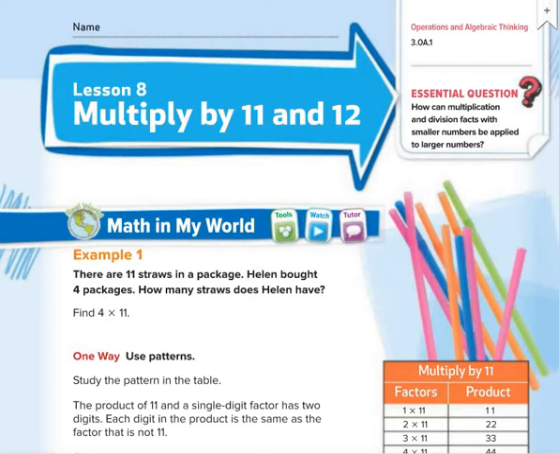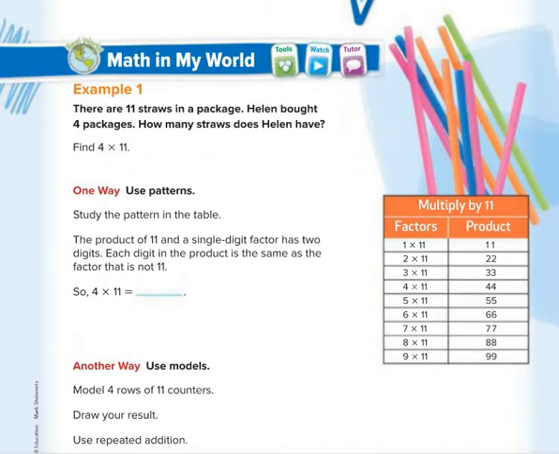Our lesson today is really interesting. Multiply by 11 and 12. Let's start with example number 1. There are 11 straws in a packet, like these ones. Helen bought 4 packets. How many straws does Helen have? To find that, we have to multiply 4 times 11.